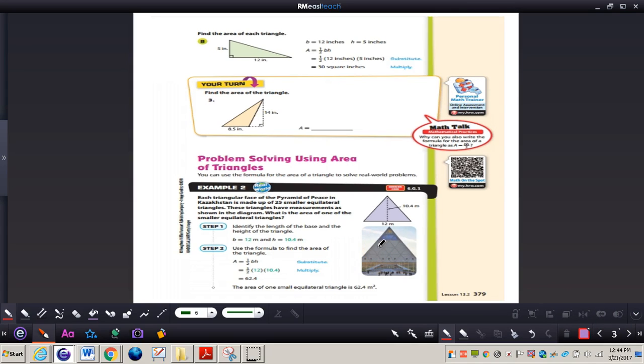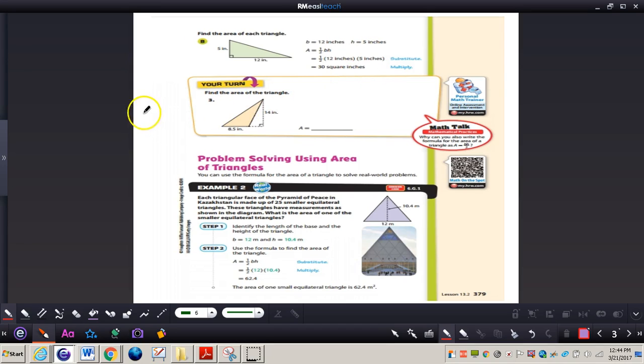Now let's take a look at letter B. Okay, we have base, which is 12, height is 5. Remember, the area is 1/2 times the base times the height. So we're going to have 1/2 times 12 times 5. Then we multiply 1/2 times 12 gives us 6, times 5 gives us 30 square inches. Now let's take a look at number 3.